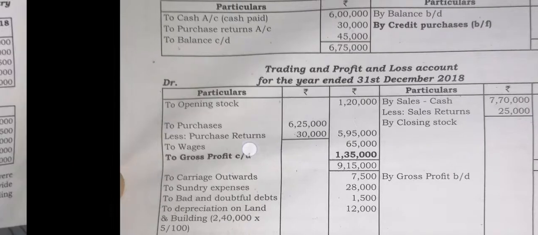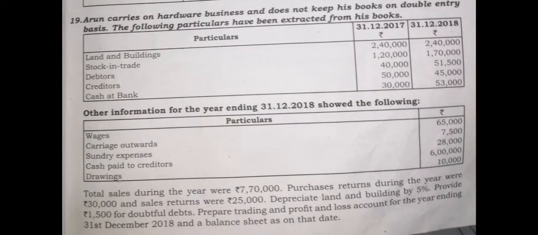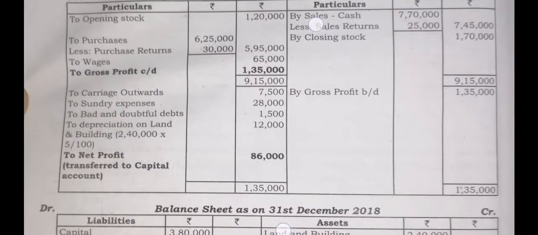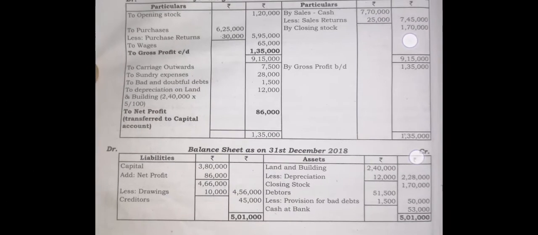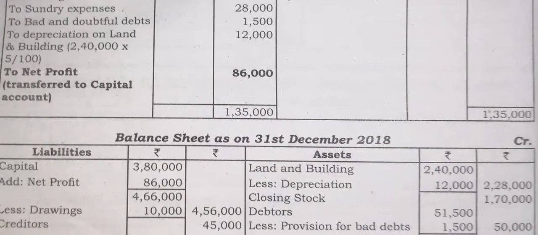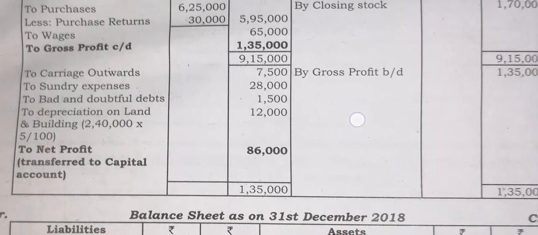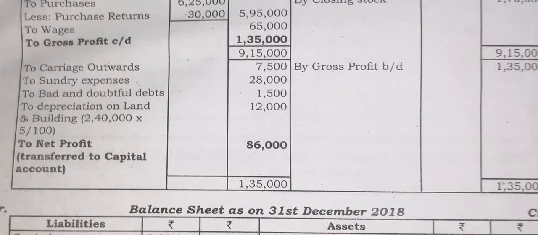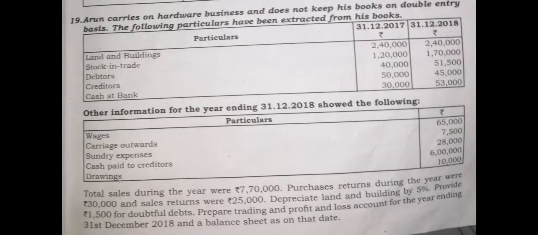Okay, good. Then depreciate land and building 5% and doubtful debts 1500. Land and building, see here: less 5% depreciation 12,000, 240 minus 12 is 228. Then debtors less provision for bad and doubtful debts 1500, therefore 51,500 minus 1,500 equals 50,000. Then again these two items are to be posted on the debit side of the P&L account: bad and doubtful debts 1500, depreciation on land and building 12,000. That's all, so we finished posting everything.